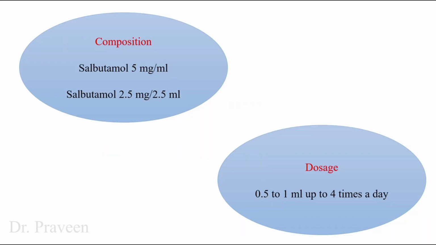Salbutamol comes in 5 mg per ml and 2.5 mg per 2.5 ml. The 2.5 mg per 2.5 ml is the pediatric dosage, whereas salbutamol 5 mg per ml is the adult dosage. We can start with 0.5 ml to 1 ml, and it can be repeated up to 4 times in a day.